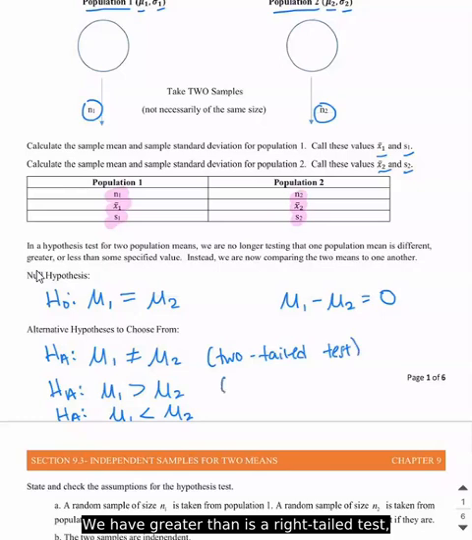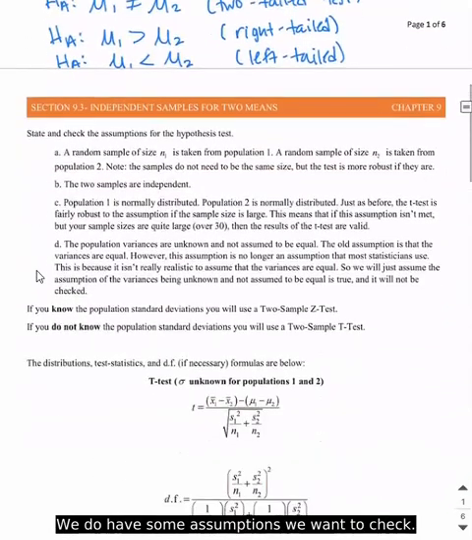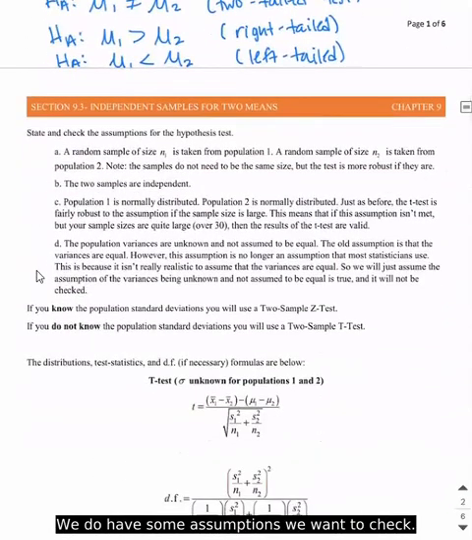We have greater than is a right-tailed test, so right-tailed, and then less than is a left-tailed test, right? So what we saw before still applies here in terms of the inequalities. Now, our assumptions, we do have some assumptions we want to check.